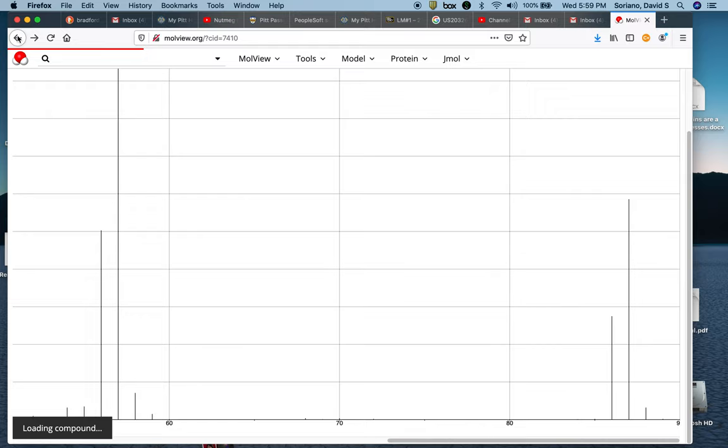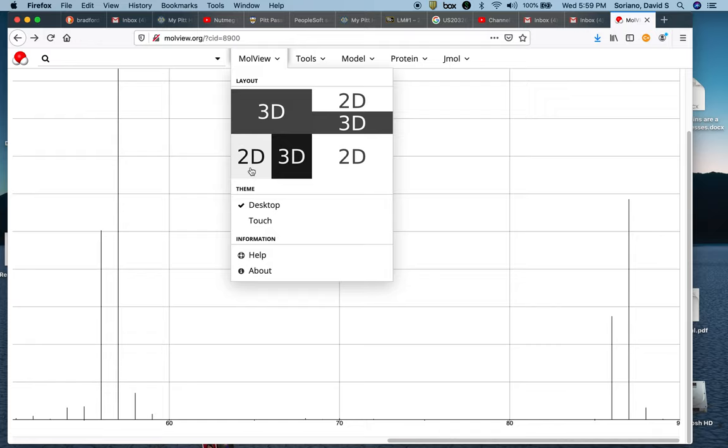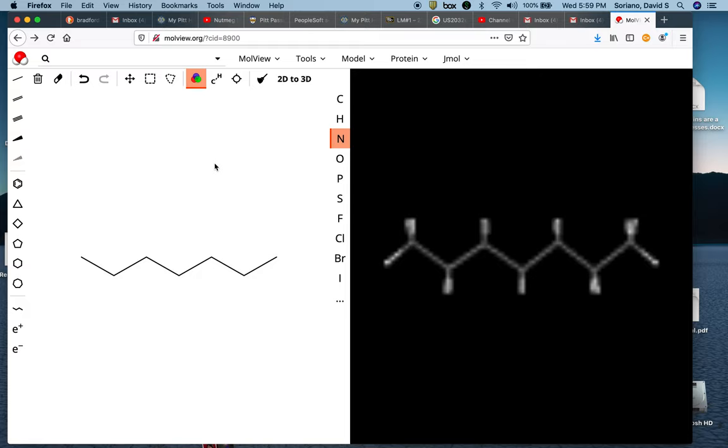Okay. So then we'll go back to the 2D. And that was the first one we did. So I will be giving you a couple of structures to draw, and I will ask you to get the 3D, and I will ask you to then email me the file, and then I can see how you drew, how you did.